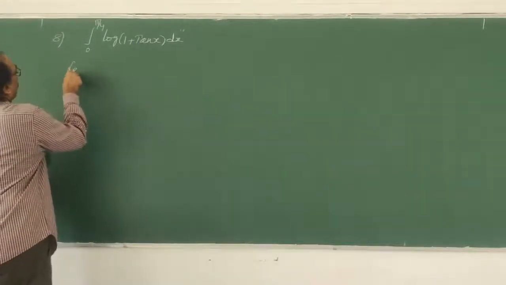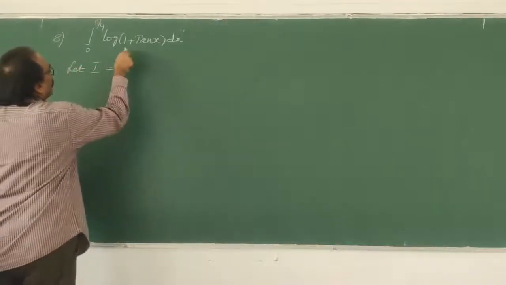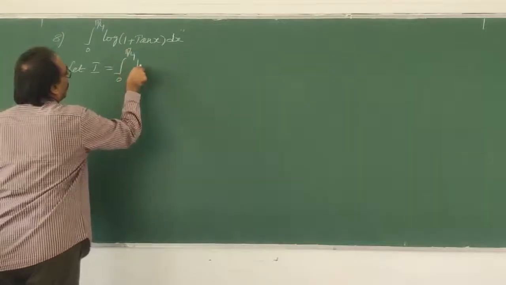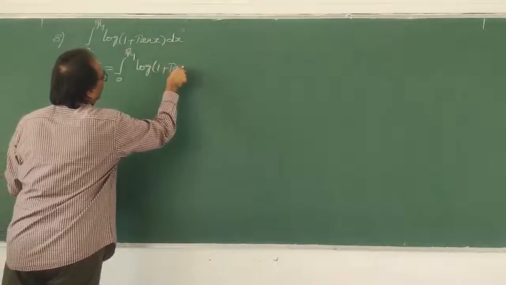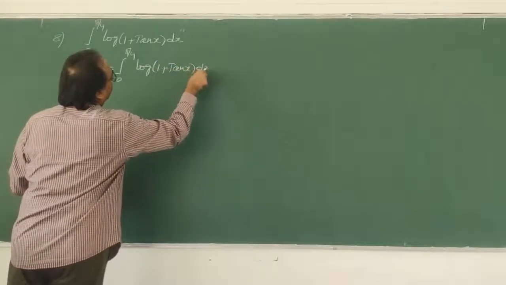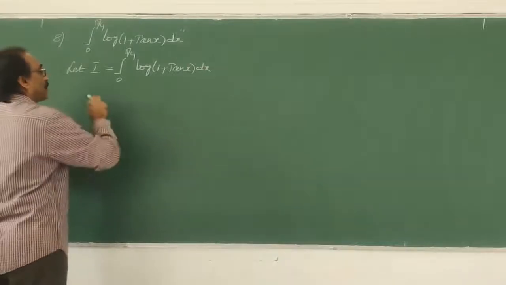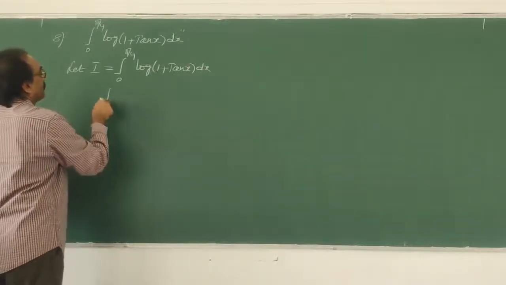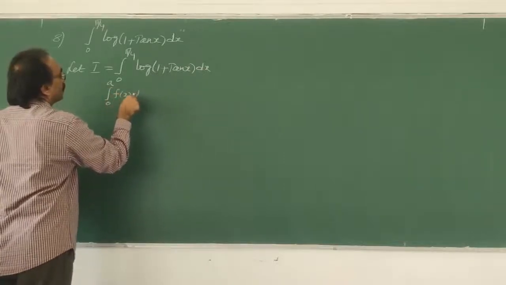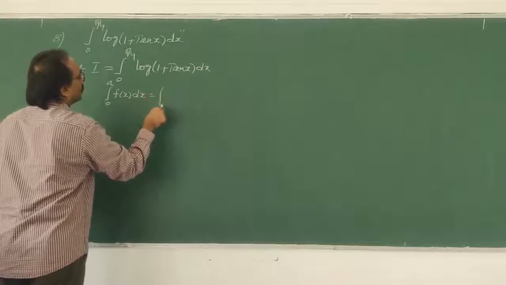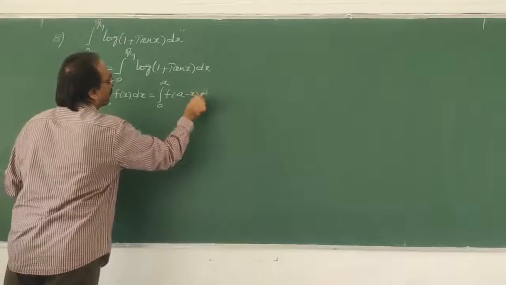Let I be equal to the integral from 0 to pi by 4 of log of 1 plus tan x dx. So this is what is given. Now which property are you going to use? The same property: integral 0 to a of f of x dx is equal to integral 0 to a of f of a minus x dx. So this is another property.